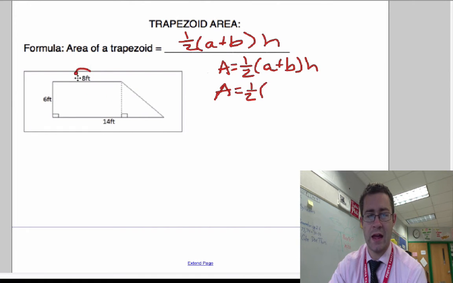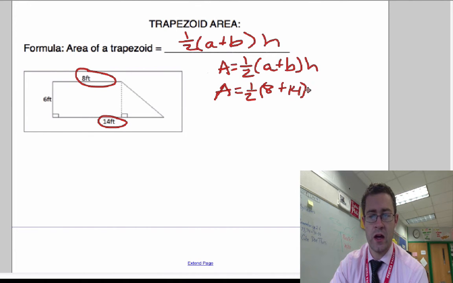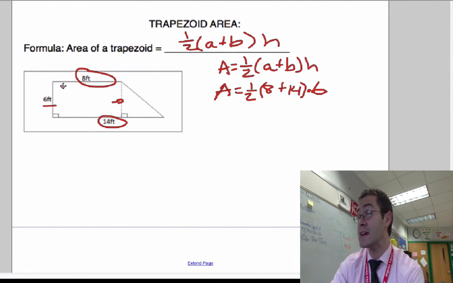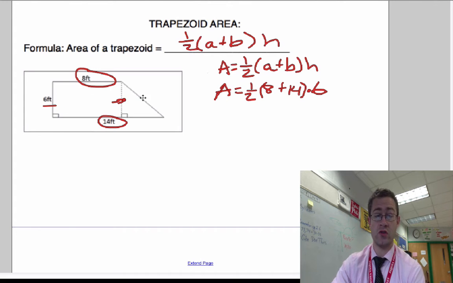Now I put another line and I put in my values for each variable. So my base A is 8 plus my base B, 14, times, since this is the same as our height, 6 feet. We usually use this dotted line, but since this is a right trapezoid, we can use both.